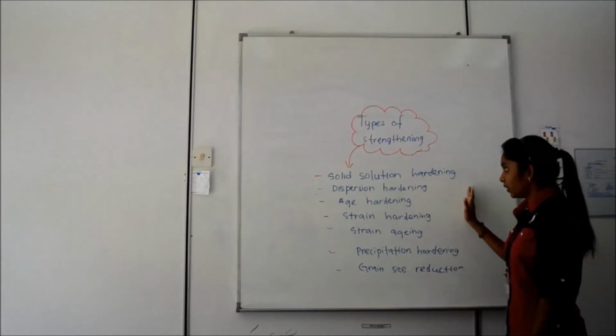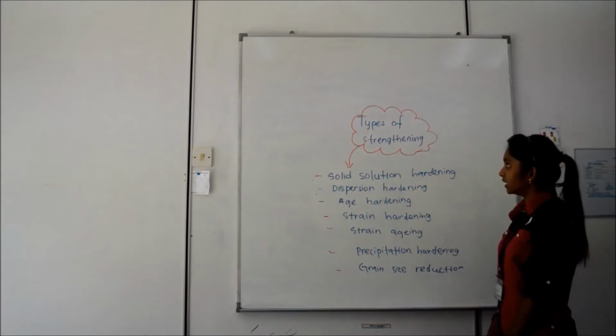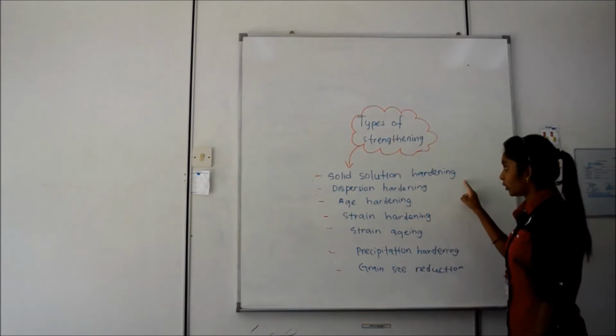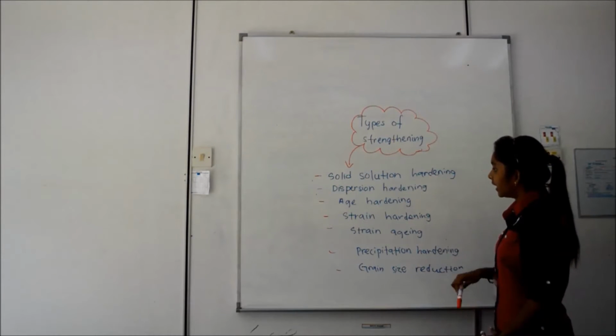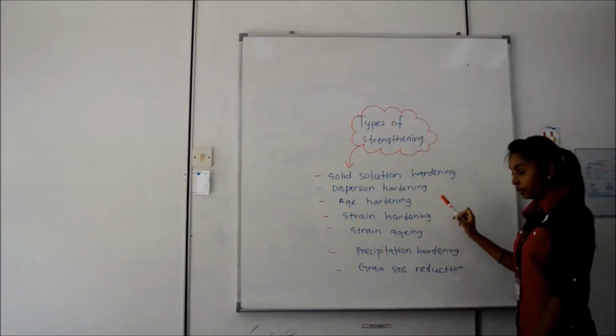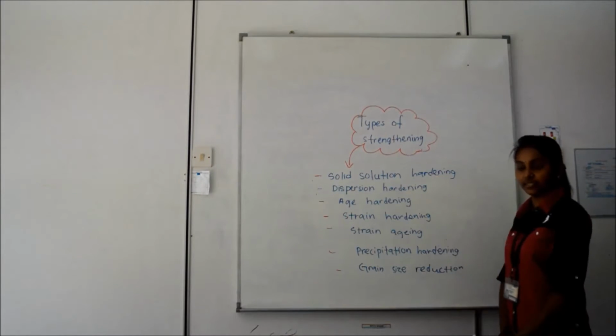These are the types of strengthening we use to improve the mechanical properties of metal. First is solid solution hardening, second is dispersion hardening, edge hardening, strain hardening, strain aging, precipitation hardening, and the last one is grain size reduction.